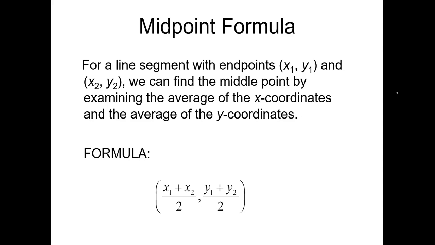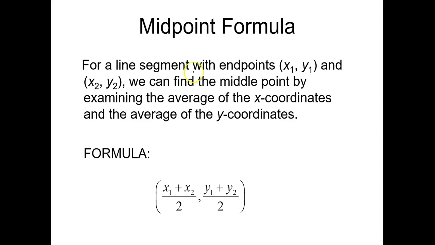For a line segment with endpoints (x1, y1) and (x2, y2), we can find the middle point, the point exactly halfway between those two, by examining the average of the x coordinates and the average of the y coordinates. Well, average is a measure of central tendency. You're trying to figure out where the center is or where the halfway point is. So it makes sense that if you want to find the halfway point, you do averages.